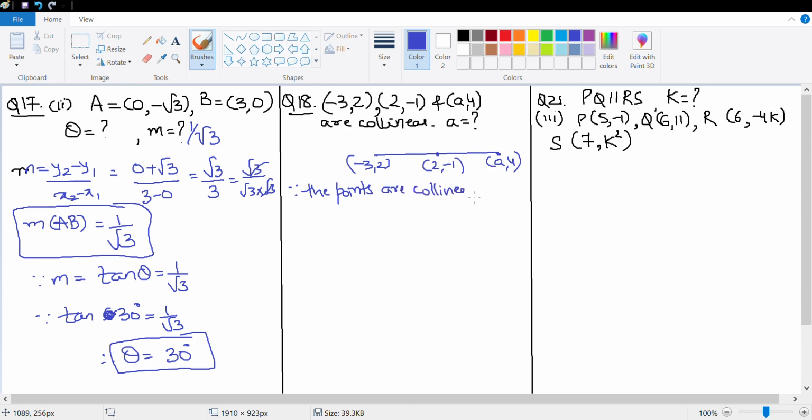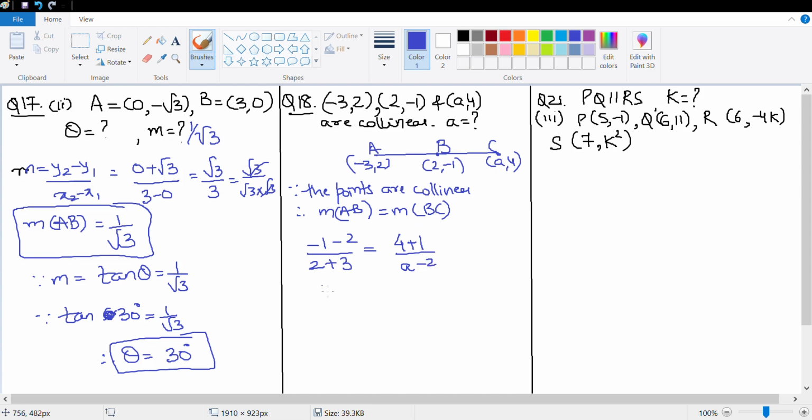So we will write, since the points are collinear, therefore, let's give these names A, B and C, slope of AB will be equal to slope of BC. So let's calculate slope of AB first. So this will be negative 1 minus 2 upon 2 plus 3. Right? Negative 1 minus 2 upon 2 plus 3. This will be equal to 4 minus negative 1, which means 4 plus 1 upon A minus 2.